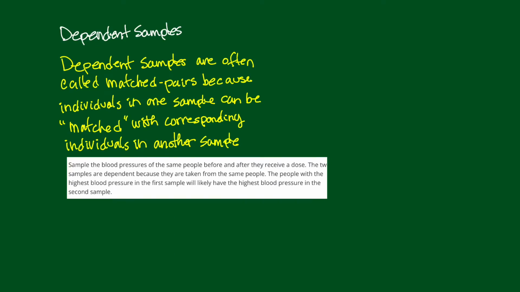Dependent samples are samples that are often called matched pairs because individuals in one sample can be matched or paired with corresponding individuals in another sample.